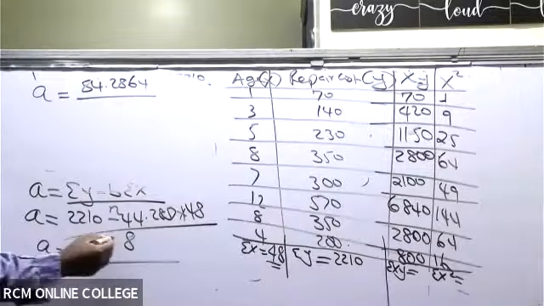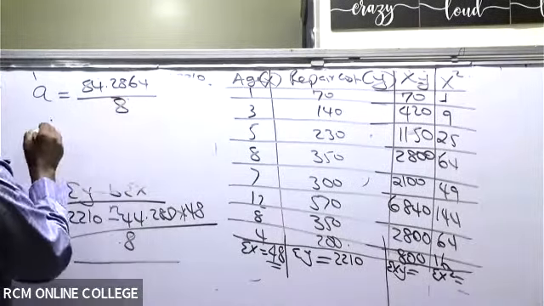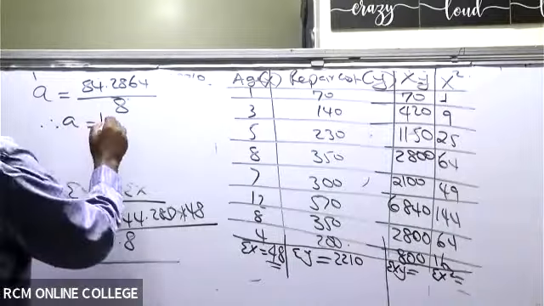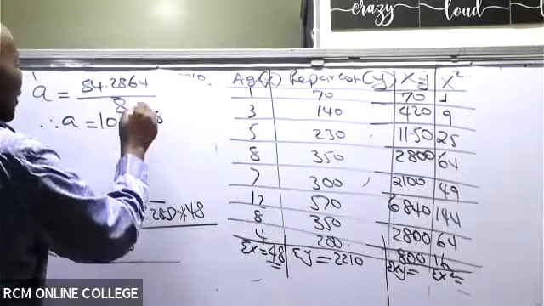Divided by N now, which gives A. Can you kindly give me the value of A? Is there somebody who can now give me the value of A? Yeah, 10.5358.